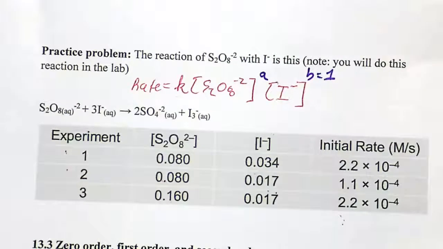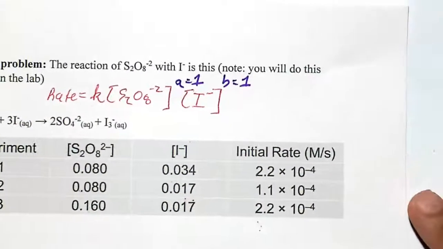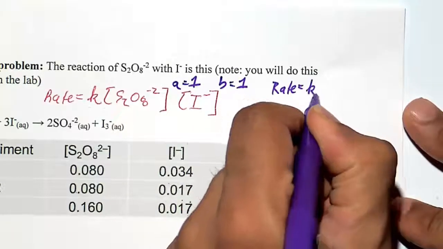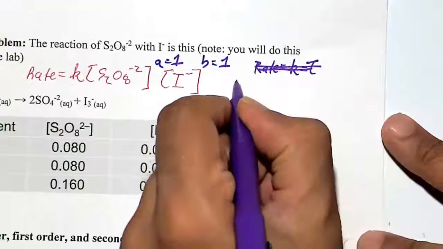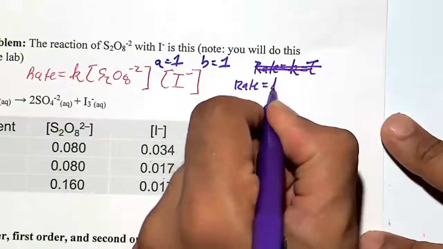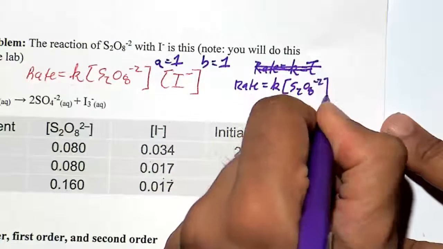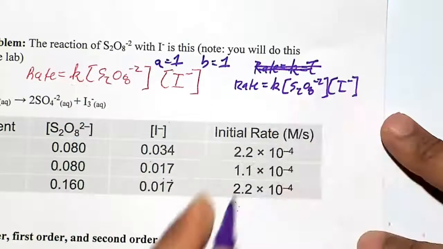So going back to our rate law, here is the complete version of the rate law. Rate is equal to K times S2O8 2- raised to the first power, times I- raised to the first power.